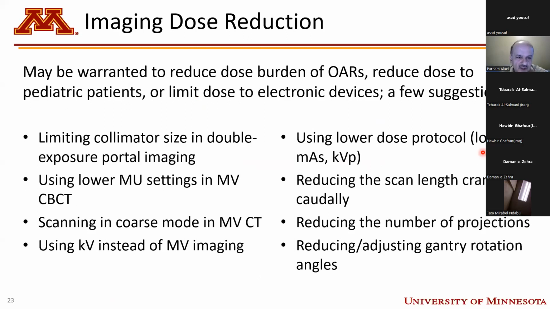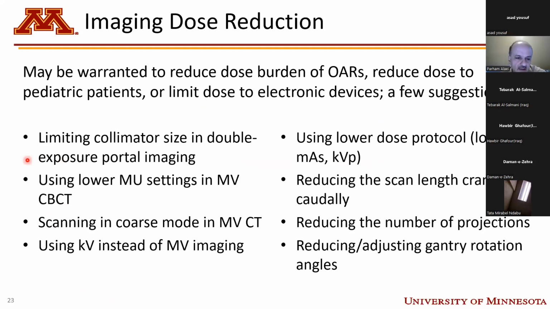So, imaging dose reduction: some of these are recommendations from TG180, some are from other sources. Is it warranted to reduce dose? It is if the dose burden on the organs at risk is high, if, again, you have a pediatric patient, or you have some electronic device, and there are suggestions for doing that. Looking at the left, again: double exposure portal imaging, limiting collimator size. We often do this if we have a patient with a pacemaker, for example.